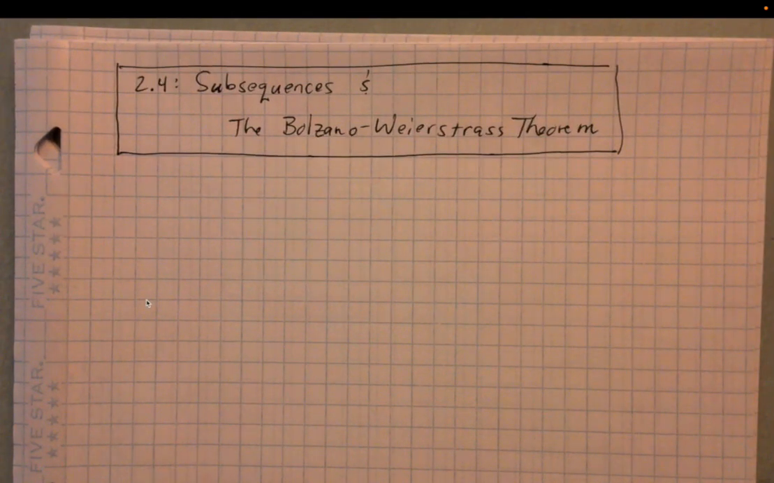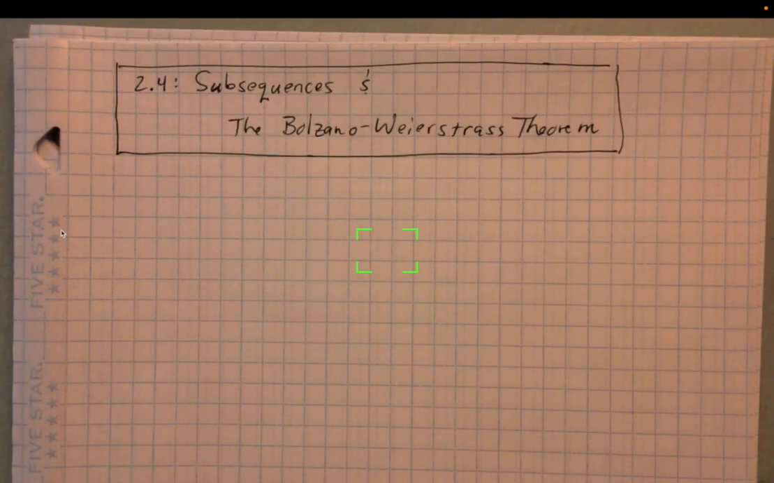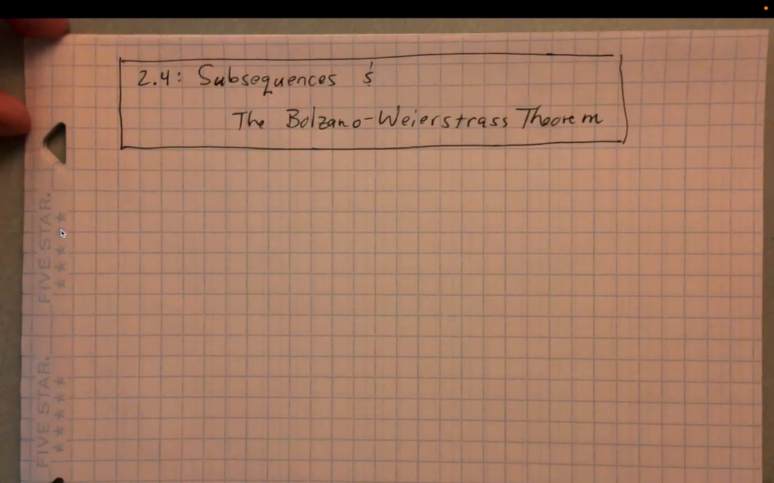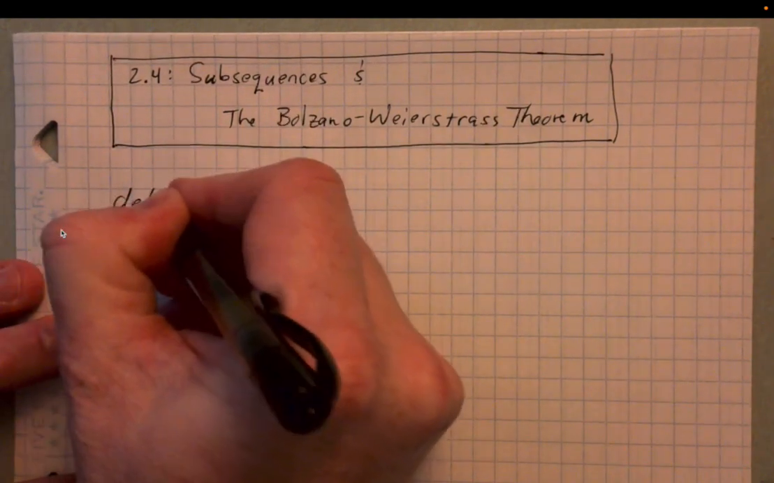We'll call this section 2.4, Subsequences and the Bolzano-Weierstrass theorem. So I'd say the main idea of this section will be the Bolzano-Weierstrass theorem. Subsequences play into that. They feed into a number of theorems that are required to prove the Bolzano-Weierstrass theorem. So let's go ahead and get started with that. We'll get going with the concept of a subsequence first. So let's define a subsequence.